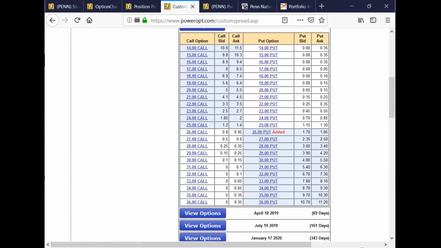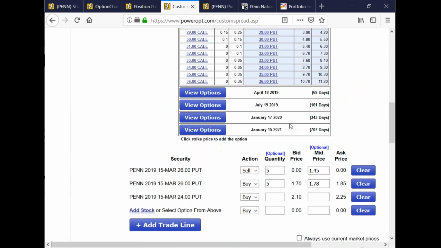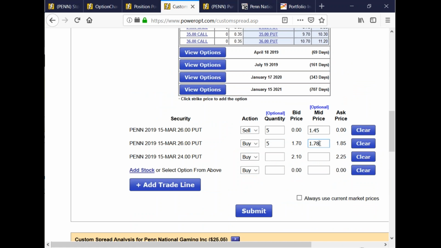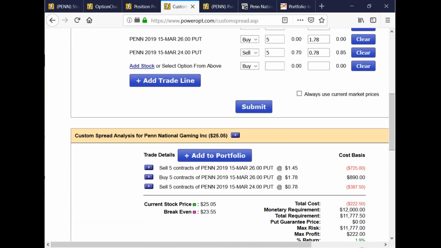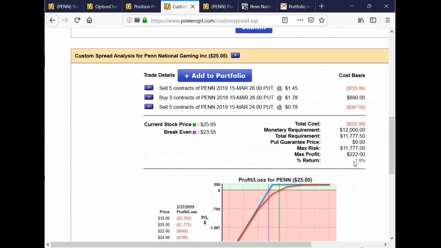March might not be as good. Yeah, you're only getting 70 cents. Let's see what this would look like. We took in 145, buying back for 178, rolling down to the March 24 now for about 70 cents or so, 78 cents. So this would still keep us at a 1.9% return. Right now we have a 1.5% loss. So this is a good roll in my opinion as well. Keeping the same expiration, moving down a couple strikes, still could net a 1.9% yield in 35 days, give or take, as long as the stock stays above 24.